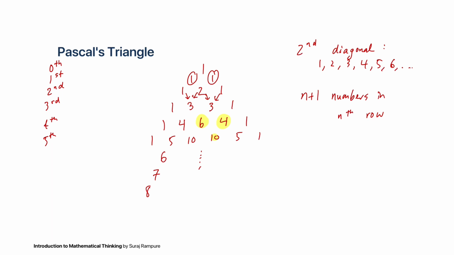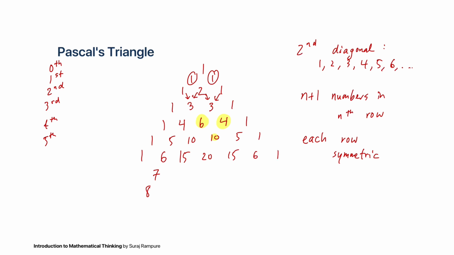What do you notice about individual rows? What's one property of them? Symmetric. Each row is symmetric. Anything else? Okay, there are also some more involved properties. Let me write out another row for that. So the 6th row: 1, 6, 15, 20, 15, 6, and 1, right?